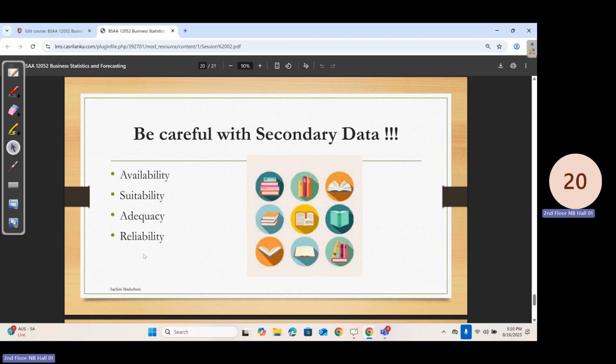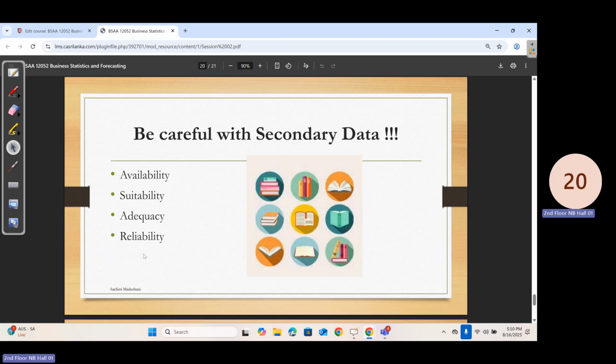Adequacy means what? Adequacy means it's enough or not. The data is available, and the available data is suitable to our study. After that, we need to check whether this available suitable data is enough or not. We check whether this data is sufficient for our study or not. It's clear? Then these 3 things are okay. Then we move into the last one.